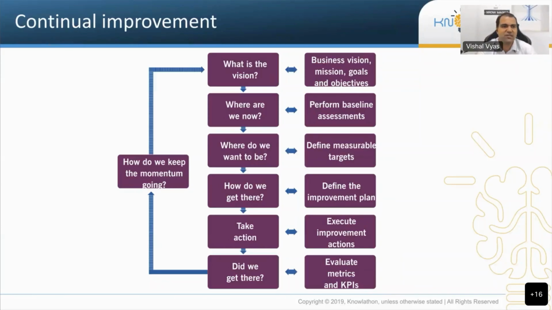All of this is continual improvement methodology. You can apply this methodology for any damn thing. You can apply this methodology for any damn thing, right?